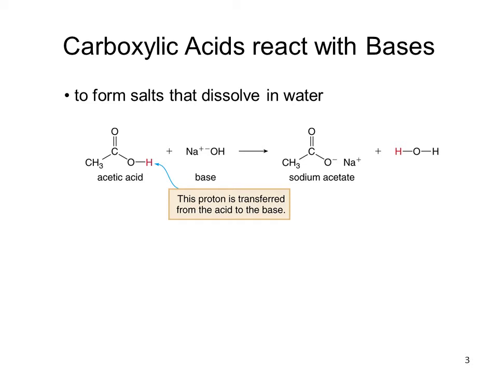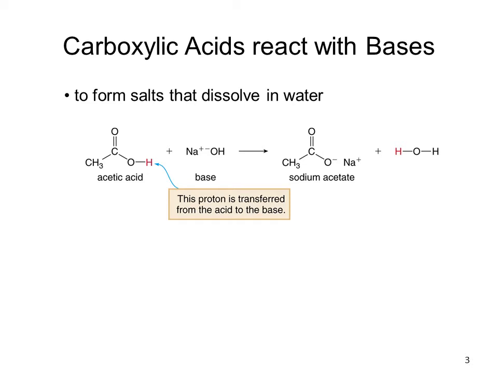Remember that the product of an acid-base neutralization reaction is called a salt, and it is a metal with a nonmetal. And you can see here that this is a metal, sodium, with a nonmetal, acetate. Now it's written backwards from what you have seen in inorganic chemistry, and there we would have written the sodium first and then put the acetate afterwards.